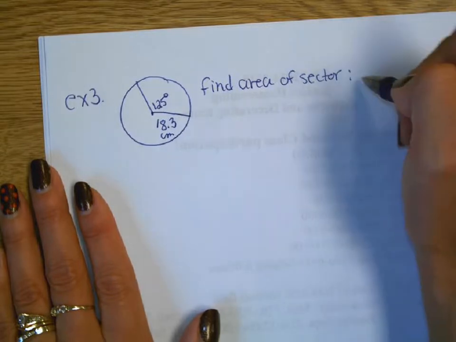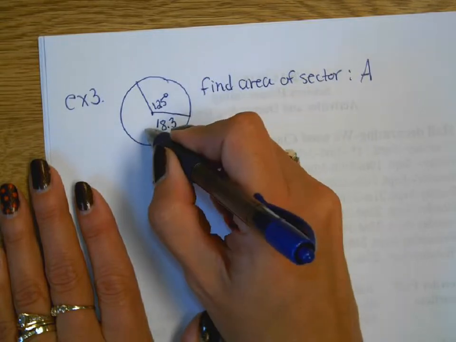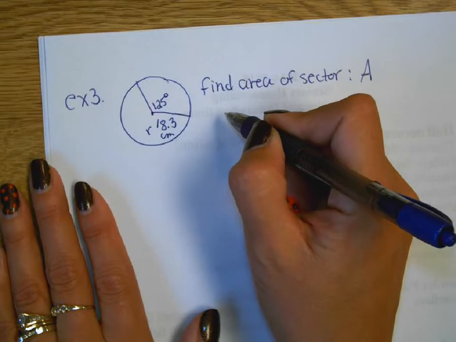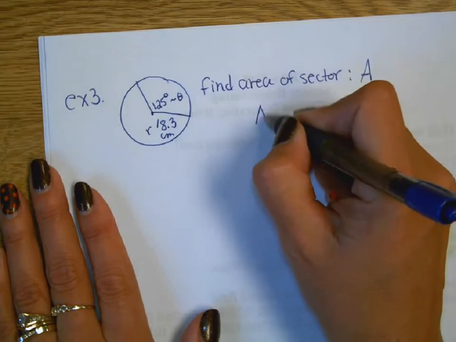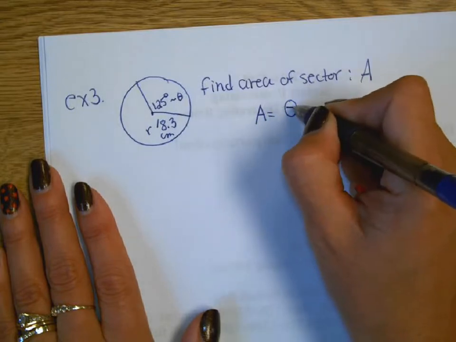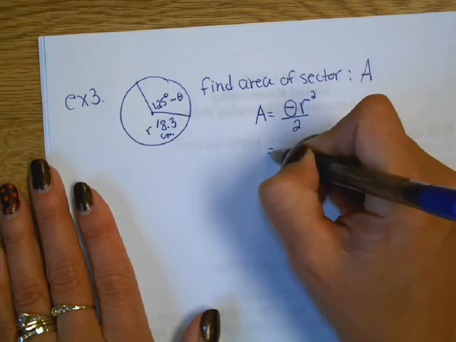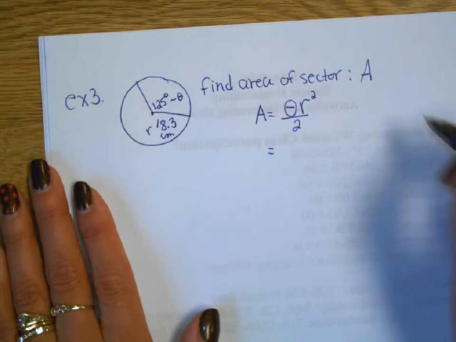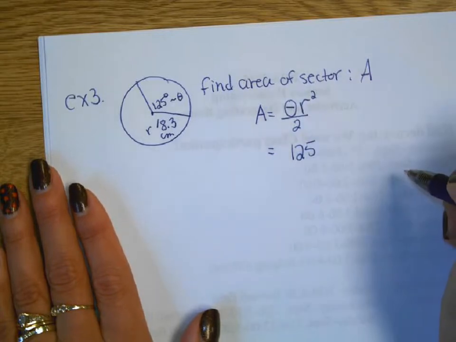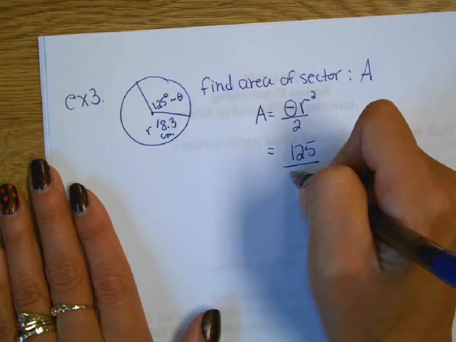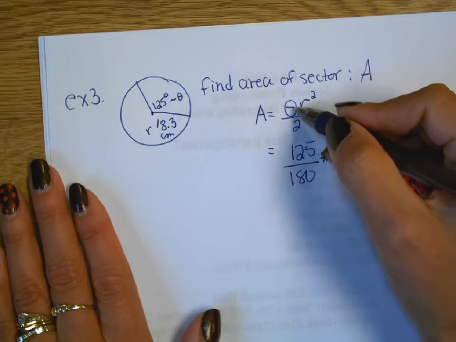So we're looking for big A. What's the 18.3 giving me? Radius. And what's the 125 giving me? Almost theta. So area equals theta times radius squared divided by 2. So let's start with theta. I've got 125 degrees. What do I need to do to that? Divide by 180, then times by pi. That's all to get theta.